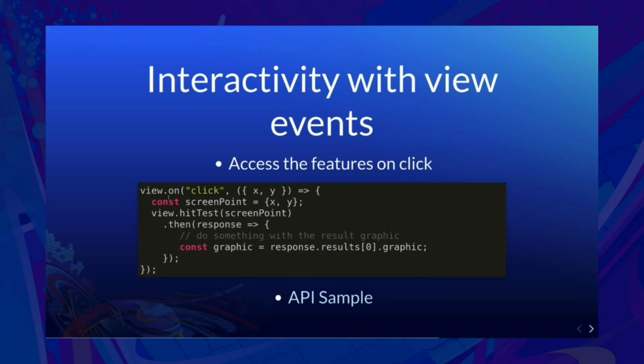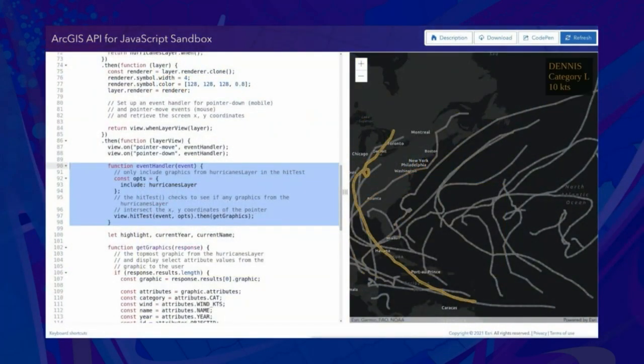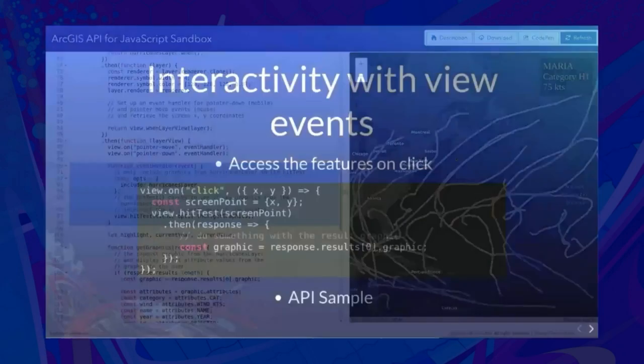You could do something like view on click is going to return the XY coordinates for the screen. And on screens, that's going to start at the upper left-hand corner at 0, 0 and work its way down. So you take the screen coordinate, you run view.hitTest with that screen point. It's going to convert it to a map point, and it's going to return graphics from the layers that are part of your map that that point sits on top of. Then you can use those graphics to do something. You can use them to do queries. You can use them to highlight features on the map. It's really up to you.